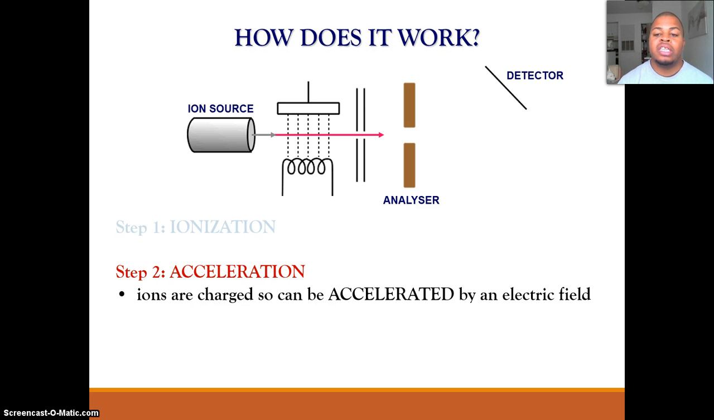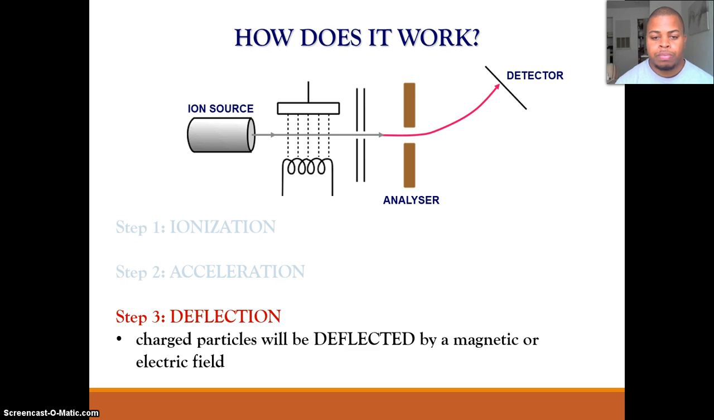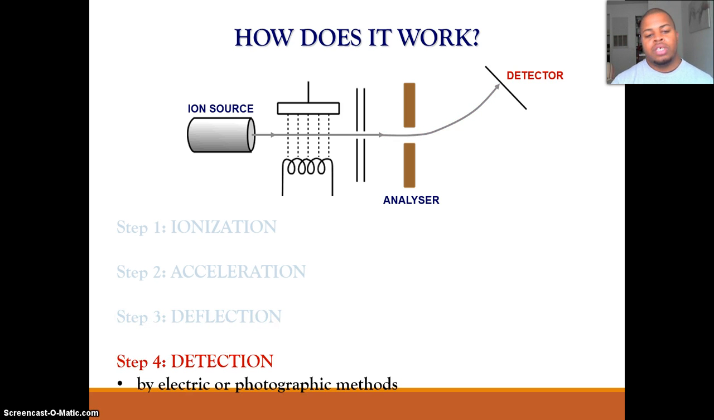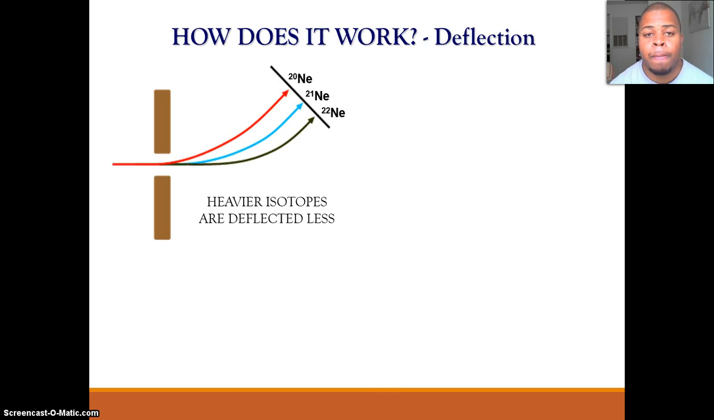Now, step 2, acceleration. We're going to send them through an electric field that's going to alternate back and forth. This is going to help to speed it up. The negative will attract it, the positive will repel it, keeping it moving through. Next, it's going to be deflected. So we have this curve in the overall stream. This is going to be deflected again by a magnetic or electrical field. And last but not least, using electric or photographic methods, it's going to be detected to determine, okay, we had these different things split out, how much of each do we have there?